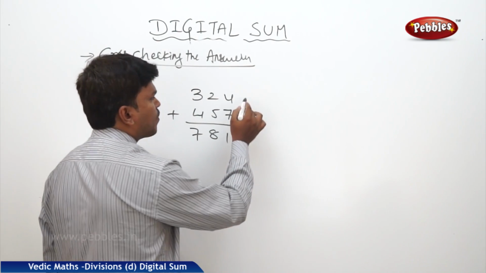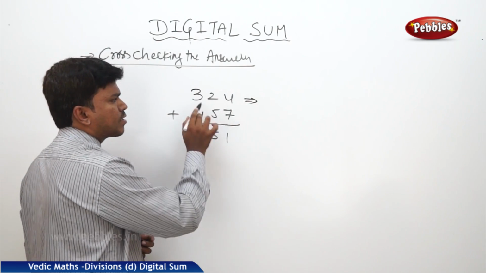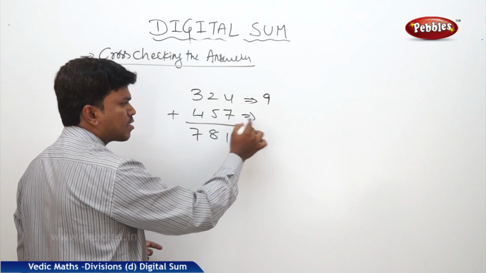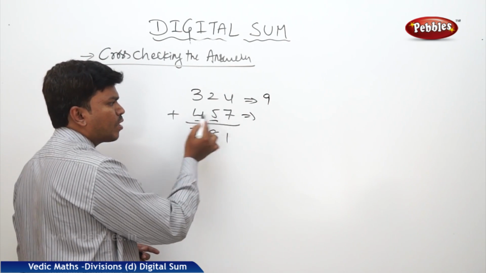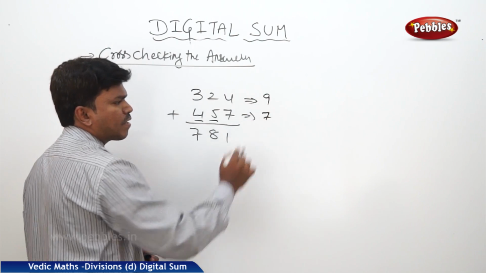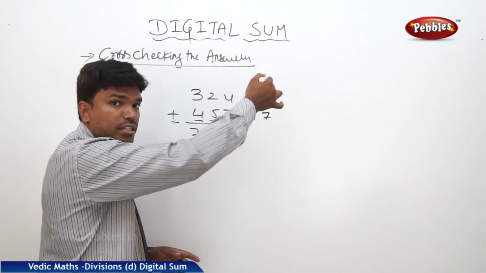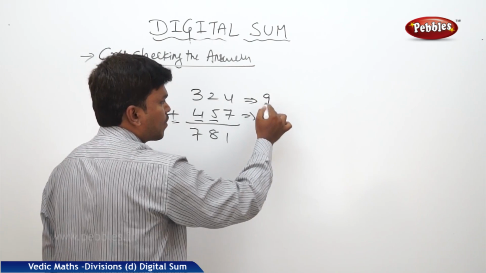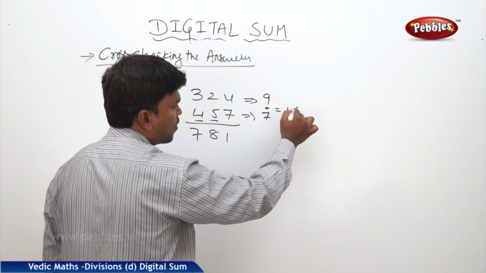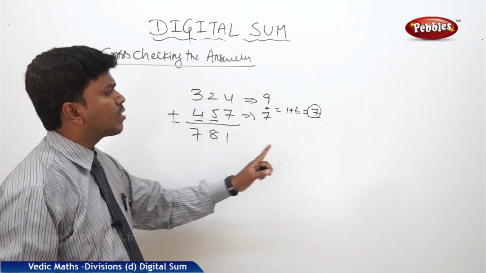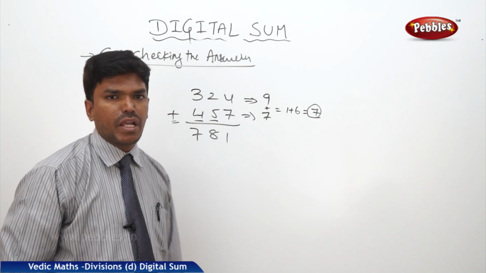Simply, if I want to do it in a faster way, I will take the digital sum. 3 plus 2, 5, 5 plus 4, 9. So 9 is the digital sum of this number. What is the digital sum of this number? 4, 5, 9 can be ignored. So 7. 9 plus 7 is how much? 9. We are doing the addition only, right? So I am adding the digital sums of the numbers. Okay, 9 plus 7 is 16. Again 1 plus 6 is 7. So I got the digital sum as 7 for my answer.